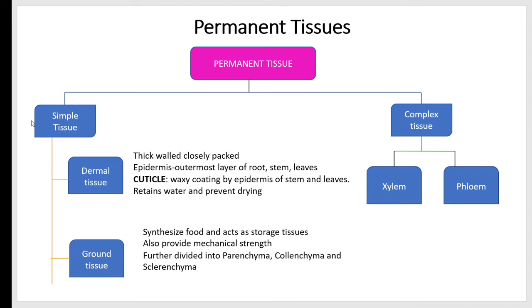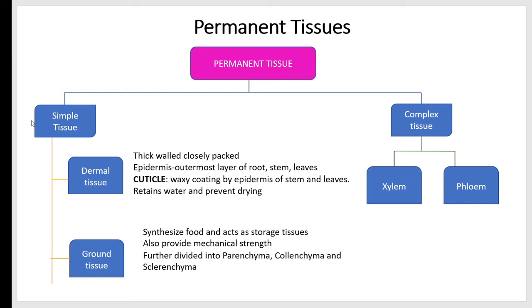So, permanent tissues, that is differentiated or specialized tissues, how are they divided? Simple tissues are further divided into dermal tissues and ground tissues. Simple tissues mean they possess a single type of cell. Complex tissues mean they are complex. How does the complexity occur? When they are made up of two or more types of cells. So simple tissues are those which possess one type of cell, whereas complex tissues are those where two or more types of cells collectively form a tissue.